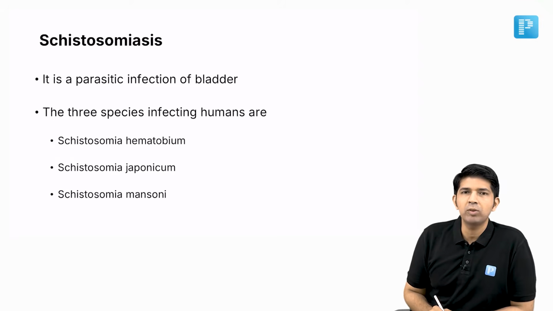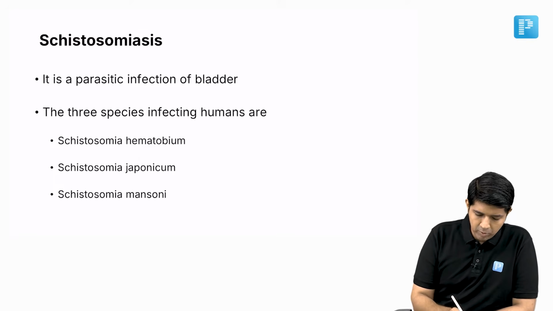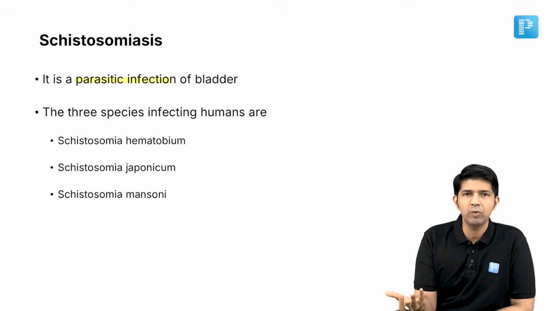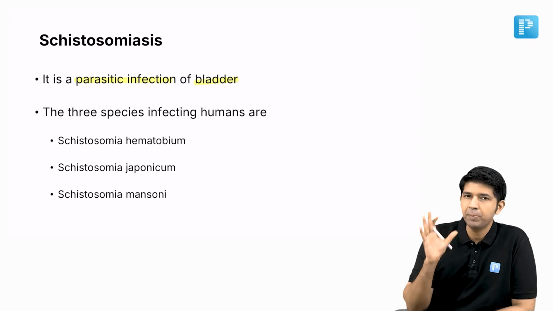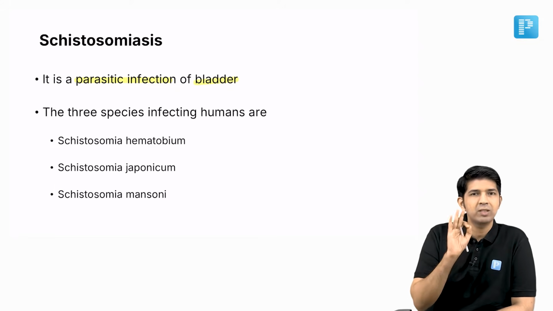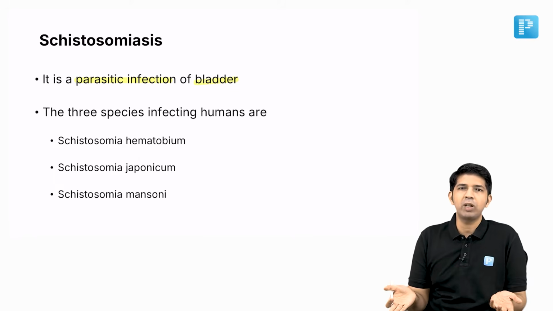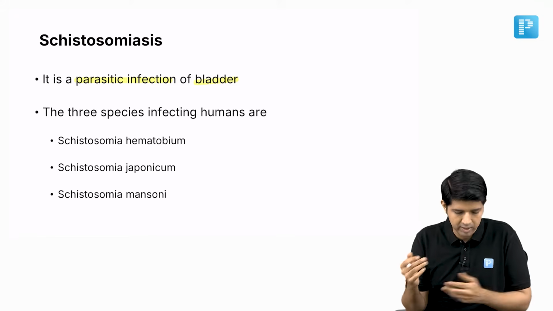Now let's talk about schistosomiasis of the bladder. Schistosomiasis is a parasitic infection. Of course, if it involves the bladder, then it becomes a parasitic inflammation of the bladder. Now there are 5 species of schistosomes, but you guys need to know only 3 because these are the 3 which infect humans. And we are only bothered about what infects humans. We are not bothered about what infects the other species.